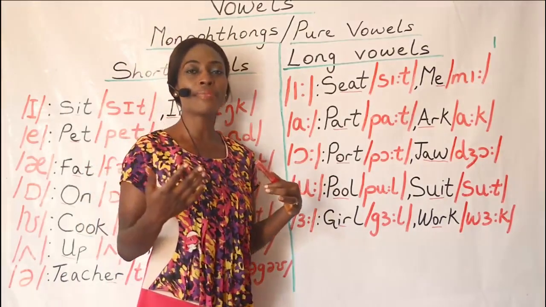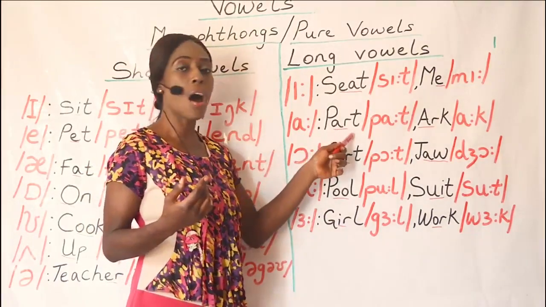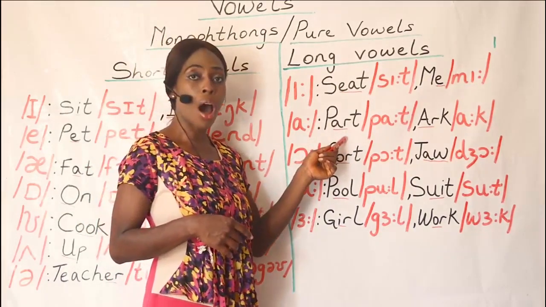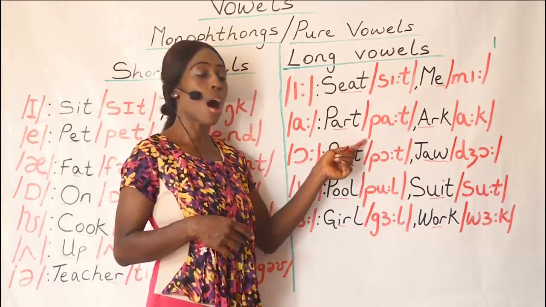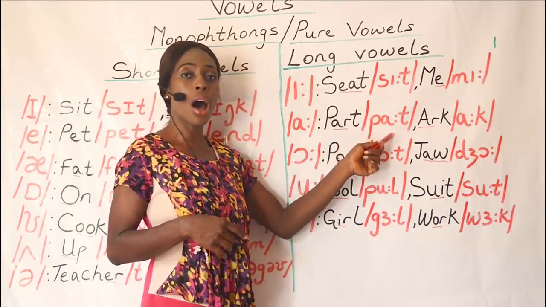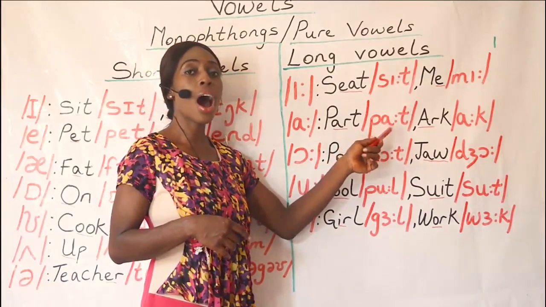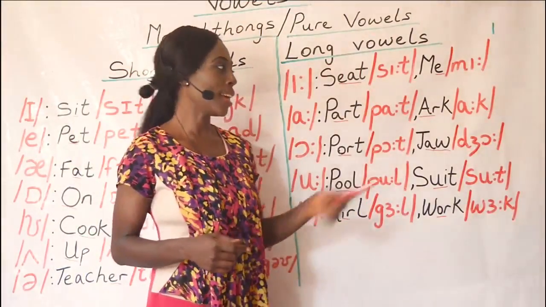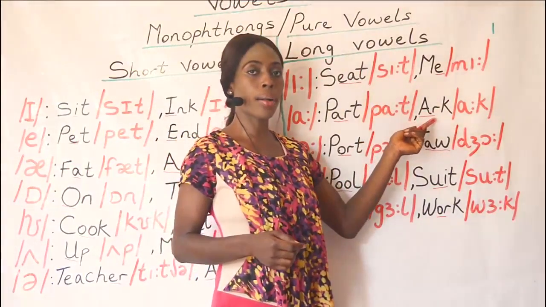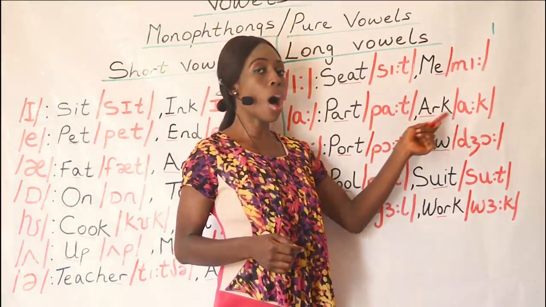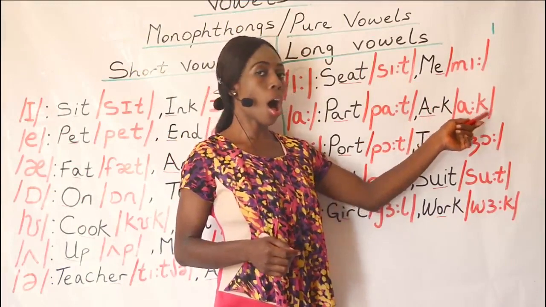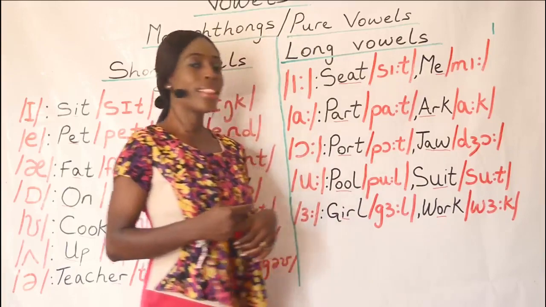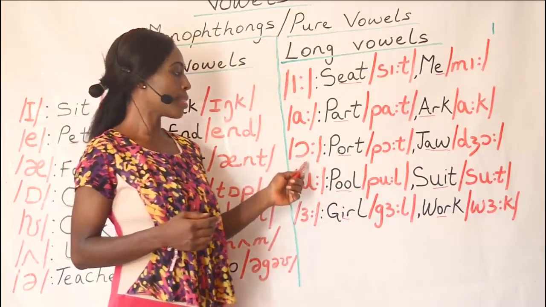And it's mainly found in words with the letters AR. So we have it in part. P-art. Part. Next word we have is arc. Arc. Good.